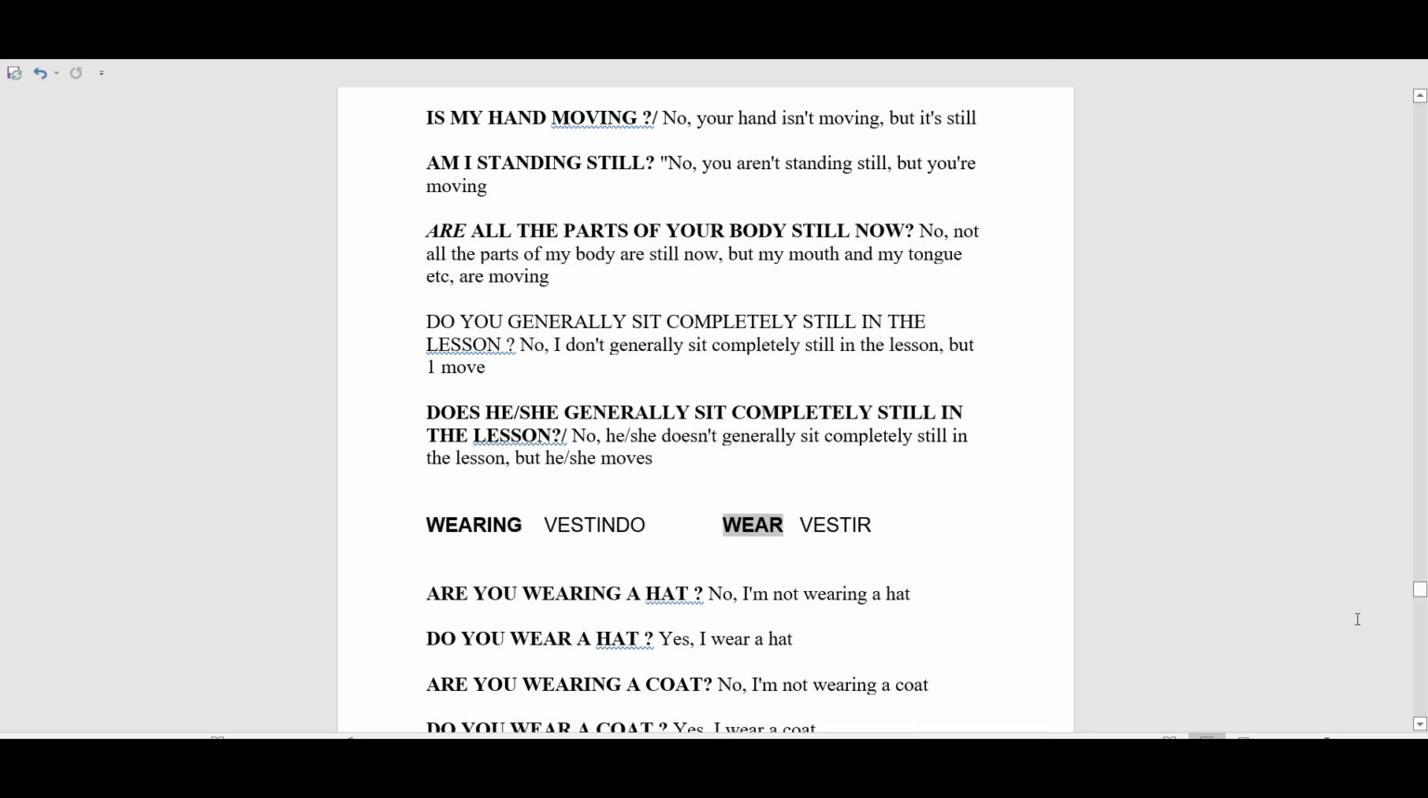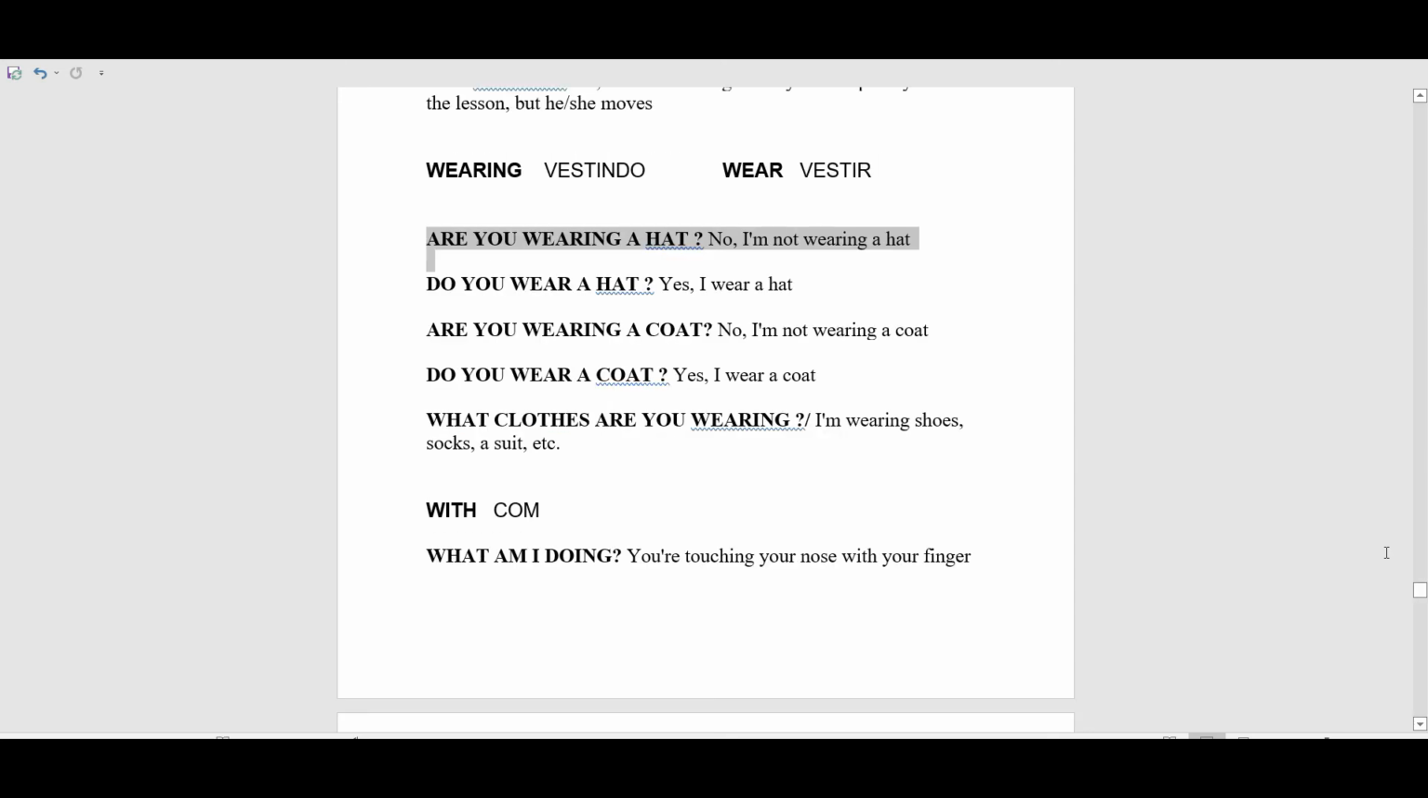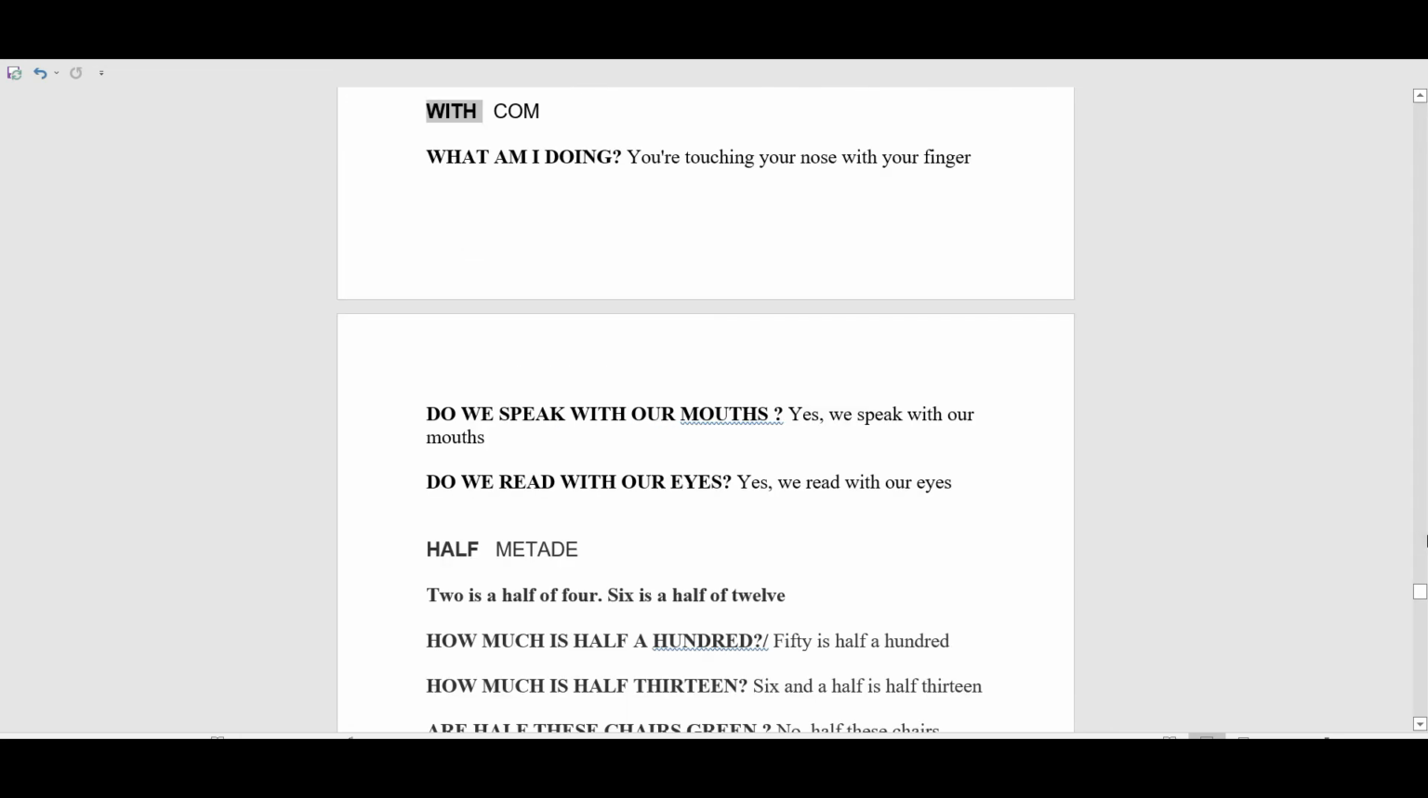Wearing, wear. Are you wearing a hat? No, I'm not wearing a hat. Do you wear a hat? Yes, I wear a hat. Are you wearing a coat? No, I'm not wearing a coat. Do you wear a coat? Yes, I wear a coat. What clothes are you wearing? I'm wearing shoes, socks, a suit, etc.